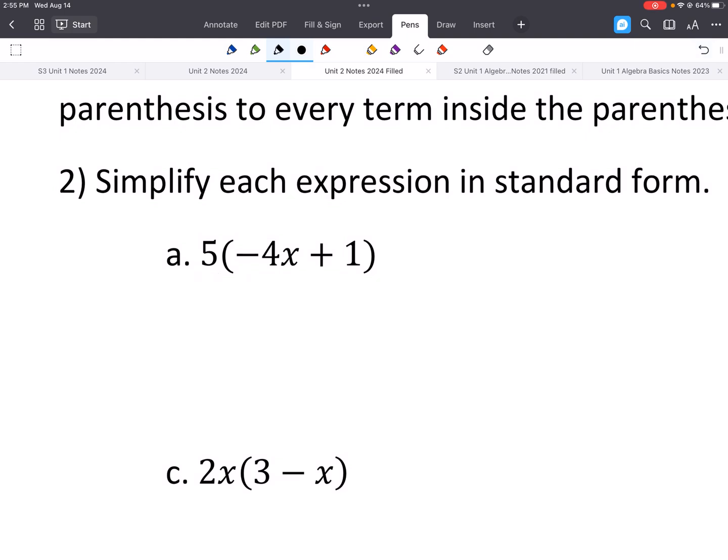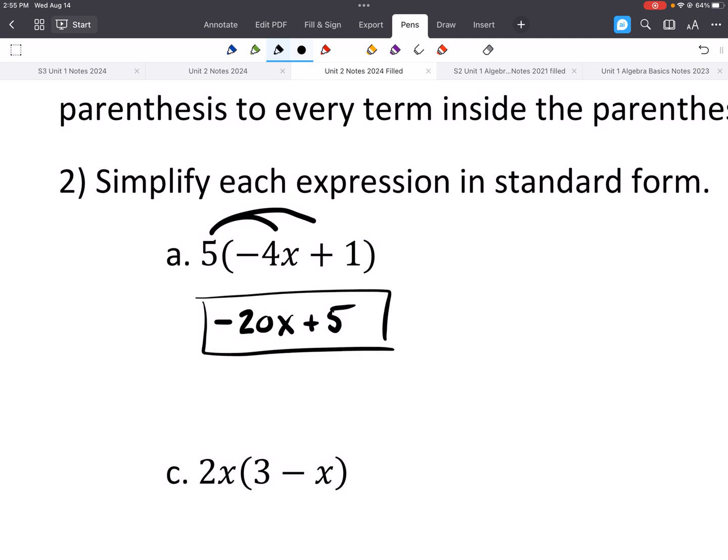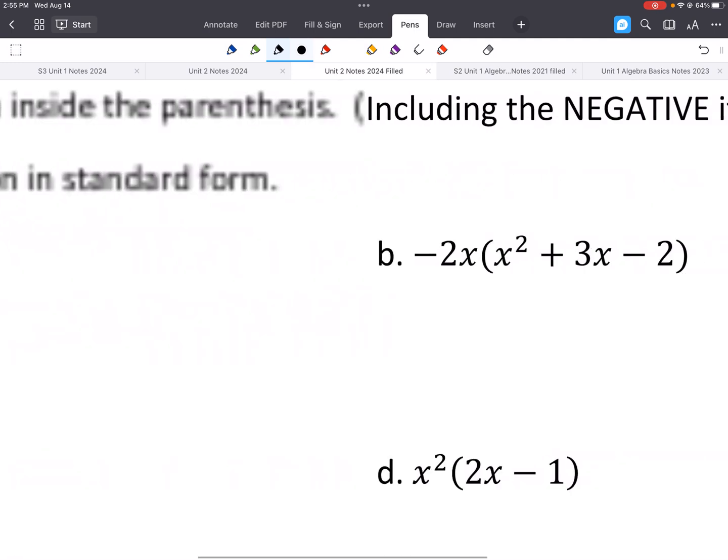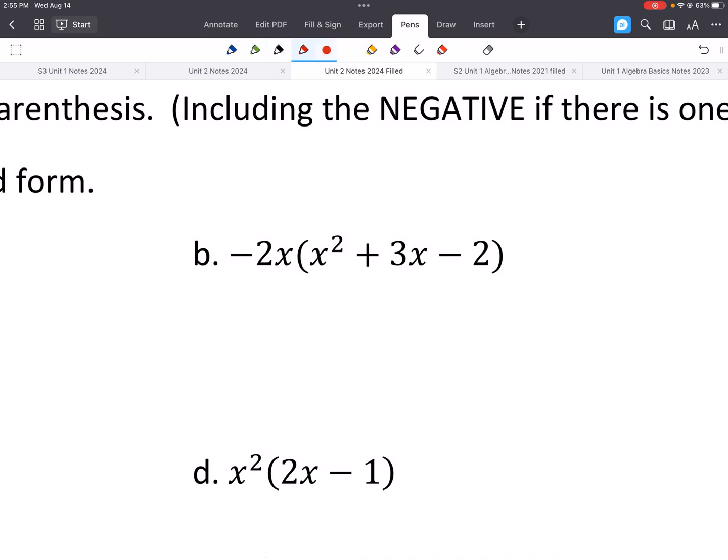Okay? So we've got 5 times negative 4x. Again, the 5 and the negative 4 are coefficients, so it means we can just multiply them like normal. We get negative 20, and then we'd have our x. And then we'd times that 5 by the 1, and make sure it's in standard form. So this one's in standard form. Check. All right, next we can do our next example.